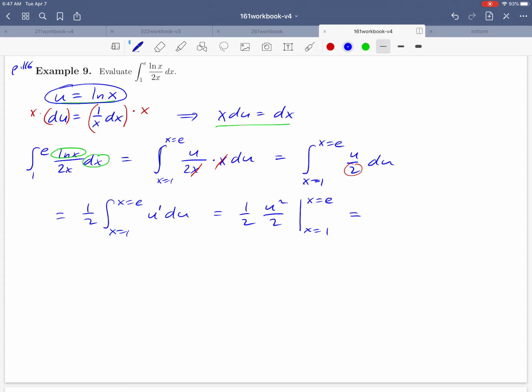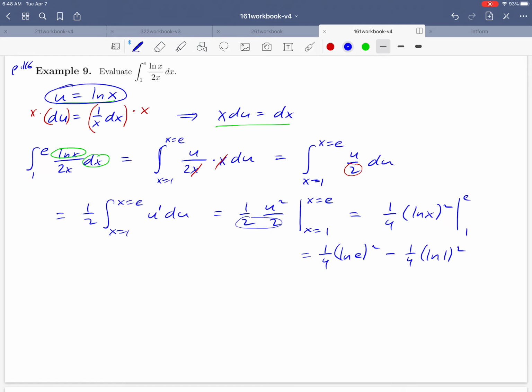Okay, maybe at the same time we could notice that 2 times 2 is 4, so we'll put those together into a 1/4. U is ln of x. Okay, and then we need to evaluate between e and 1 to finish up here. Okay, so let's plug in our upper limit. So we're going to get ln of e squared. There's our upper limit minus our lower limit. Substitute in 1.